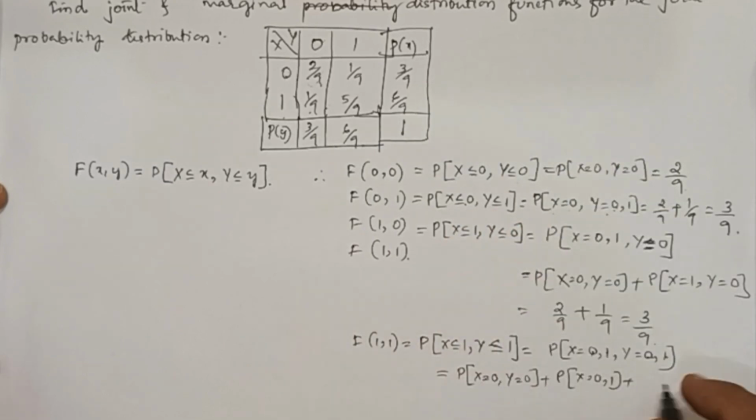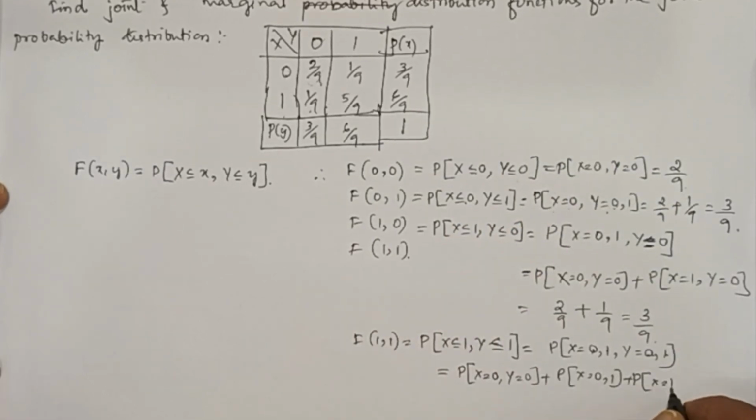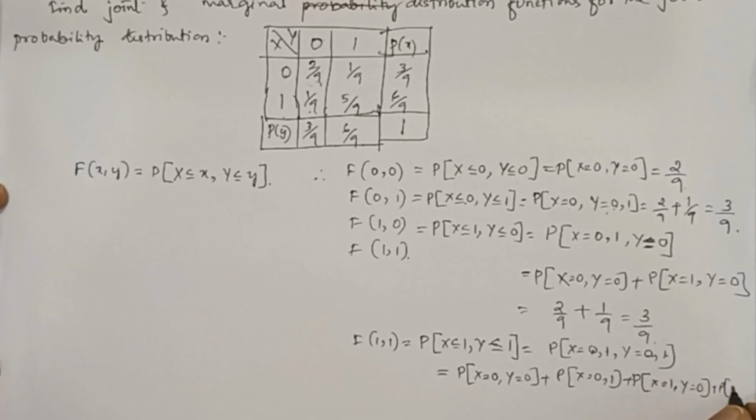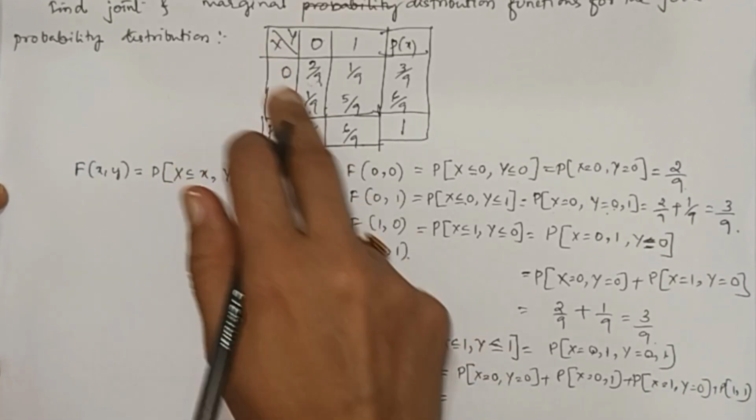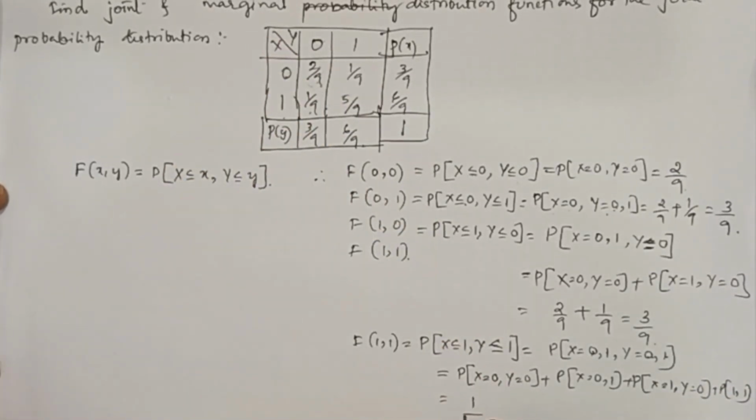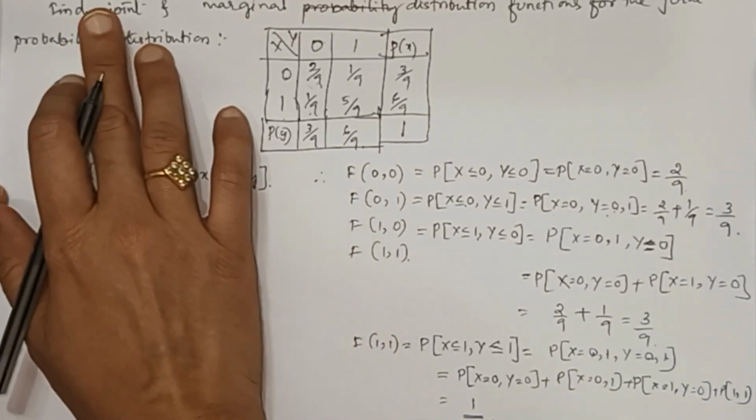You can directly write it as well: X is 1, Y is 0, then the probability of X is 1, Y is 1. So all these values you have to add up, and that gives you the value 1. Therefore, the joint distribution function is like this.